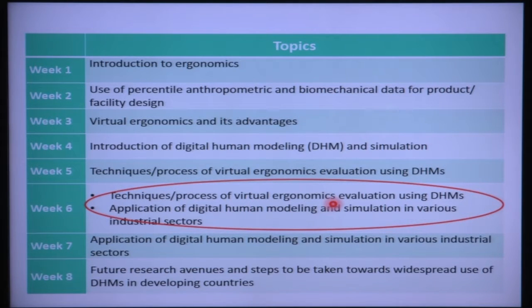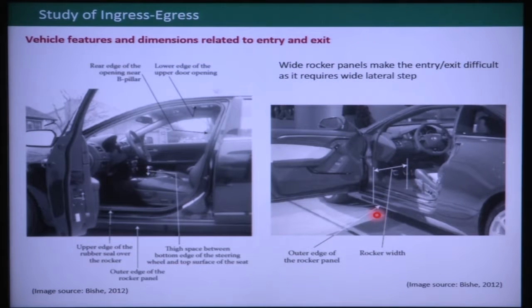In our earlier module, we discussed reach analysis, clearance, vision, then comfort-discomfort analysis and spinal load analysis. Following those analyses, today we are going to discuss ingress egress analysis in module 6. After ingress egress analysis, we will move towards industry specific topics.